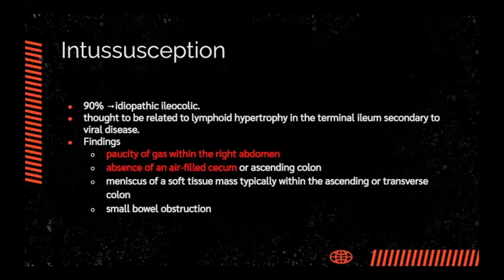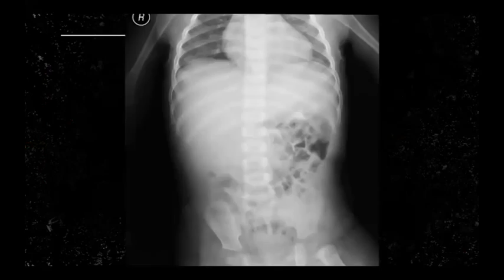All right, so next one is intussusception. 90% of the cases are idiopathic, but the cause is thought to be related to lymphoid hypertrophy. The findings on radiograph will be paucity of gas within the right abdomen, and perhaps there will be an absence of an air-filled cecum or ascending colon. So this is a case of intussusception.